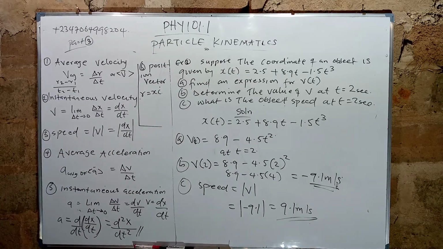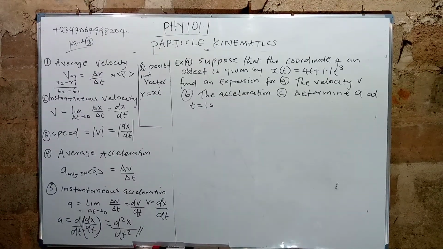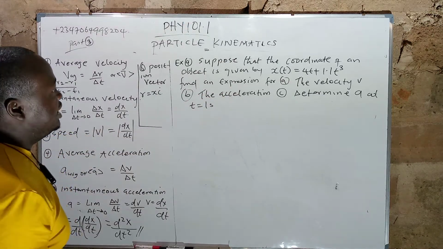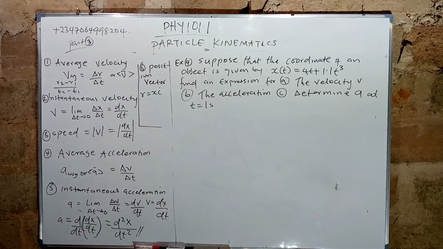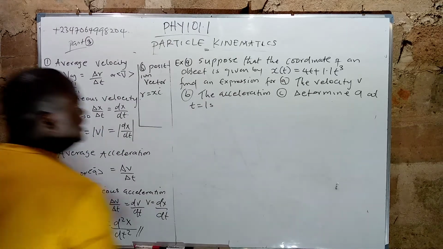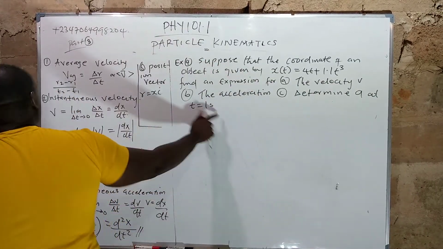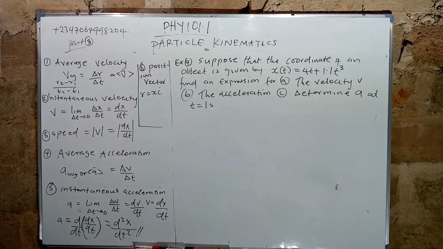Let's go to the next example. You don't want to waste time. Of course, this should be the last one under this topic. Suppose the coordinate of an object is given by this. Find the expression for A, the velocity, B, the acceleration, C, determine the acceleration at t equals 1 second. So this is easy. Pause the video immediately and solve it. Do not waste time.